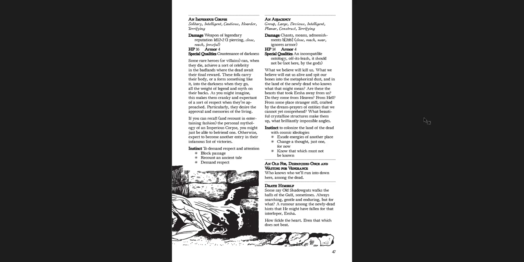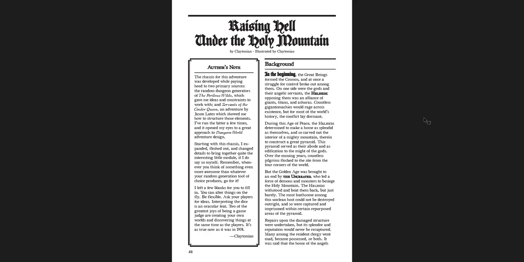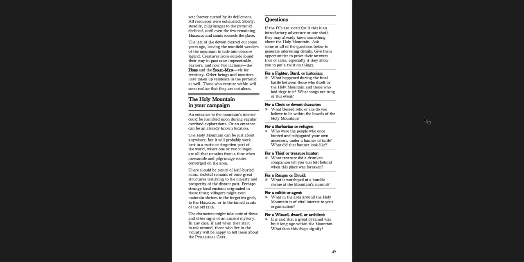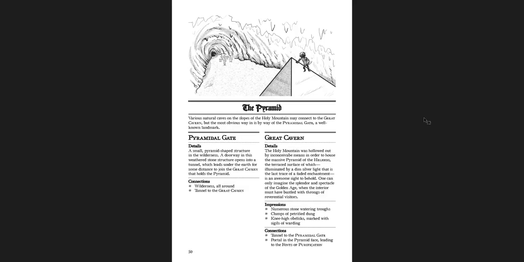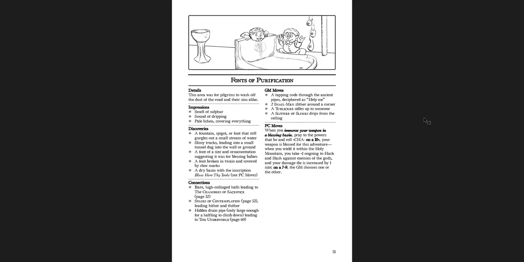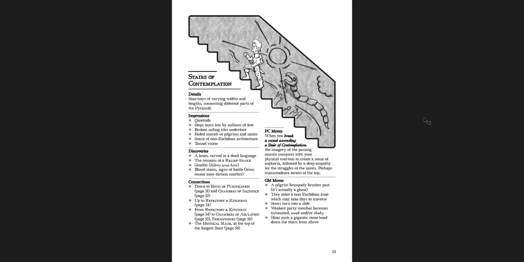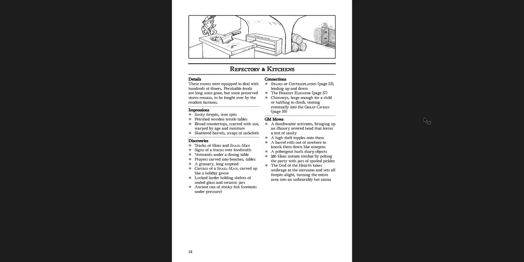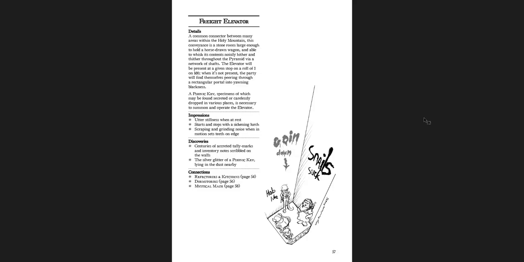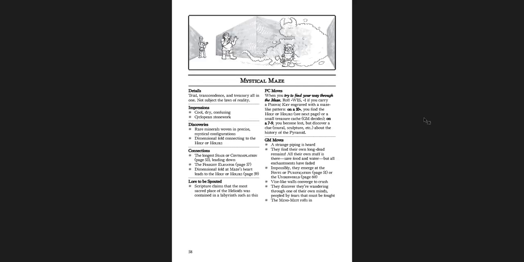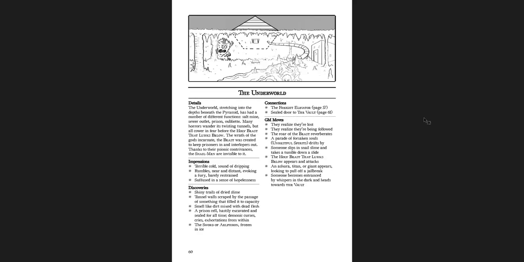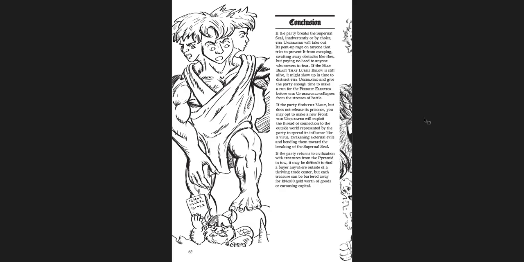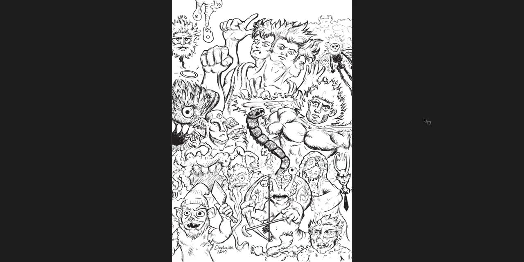Death himself is here. And then finally we have Raising Hell Under the Holy Mountain, which is by Claytonian, illustrated by Claytonian. This one is kind of grand in its tone. How you put this into your campaign and what's going on there and why you might enter the dungeon. There's the pyramid, which is where you're trying to kind of get down through. Fonts of purification, chambers of sacrifice, stairs of contemplation, refectory and kitchens, chambers of adulation, dormitories, the freight elevator, then the mystical maze, the holy of holies, and the underworld below. The vault that you're trying to get to, and then the conclusion. So, straightforward underworld adventure with some interesting art there at the end.